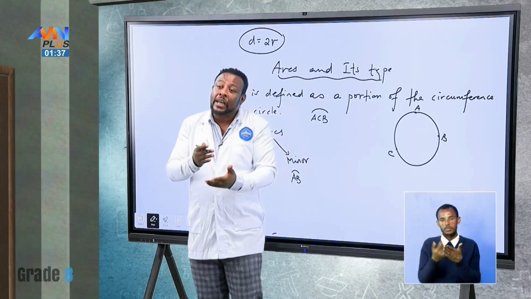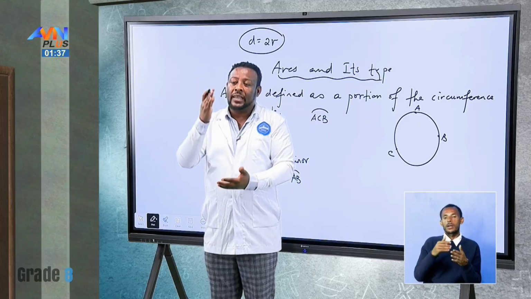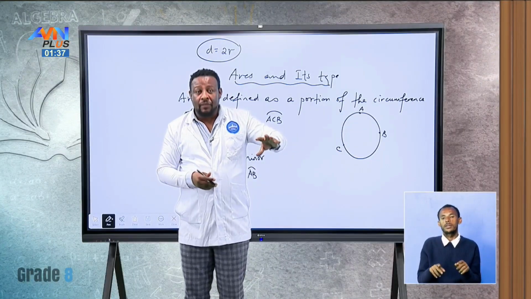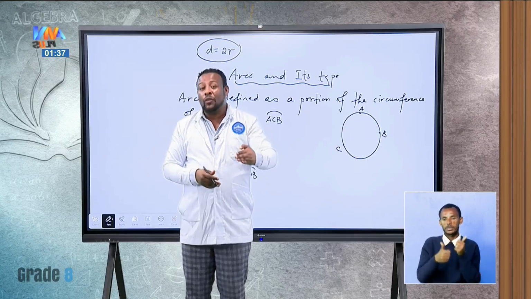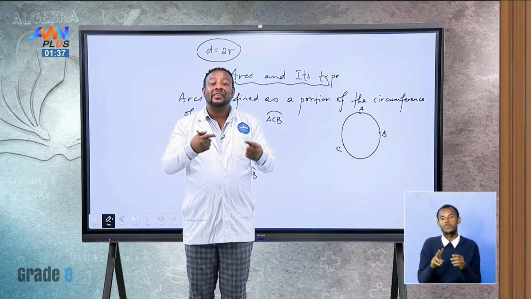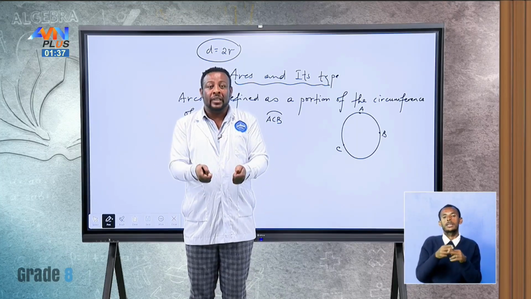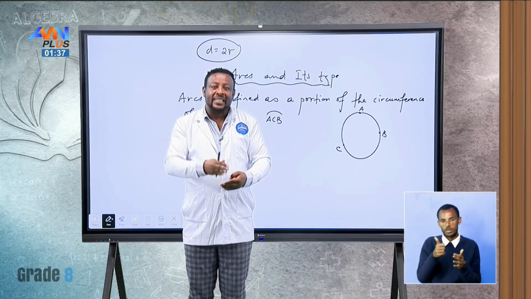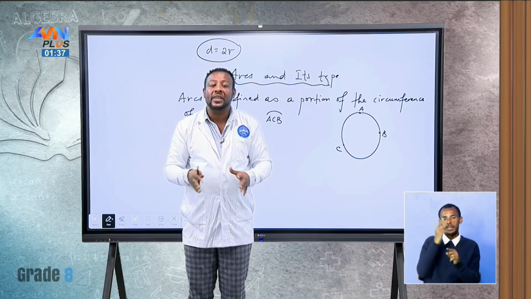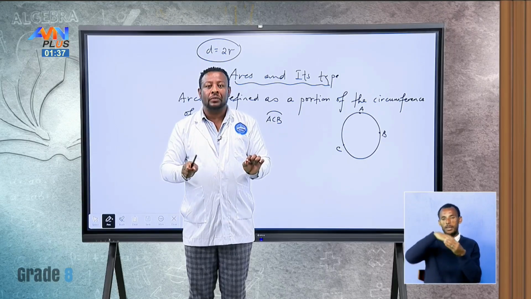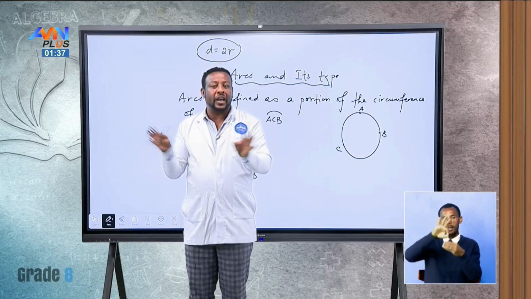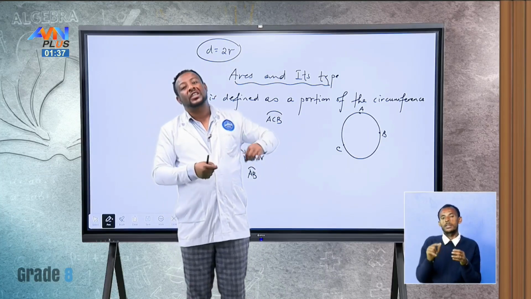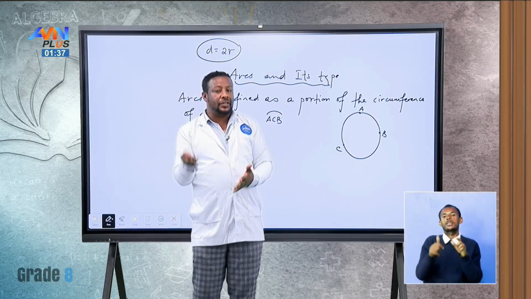Sometimes our arc may be half of the circumference. Whenever we have an arc which is exactly half of the circumference, that arc is called a semicircle. It's not major, it's not minor. An arc which is exactly half of the circumference is called a semicircle, right? So you cannot put in major and minor. Usually, a semicircle is an arc whose degree measure is 180 degrees, right?